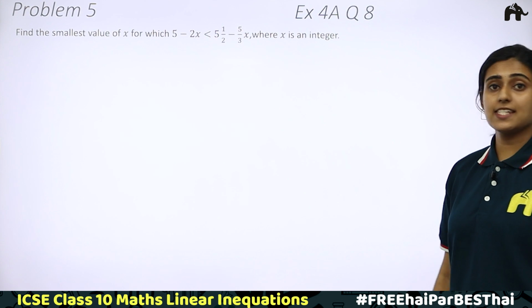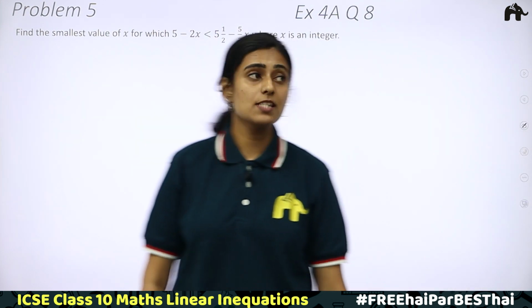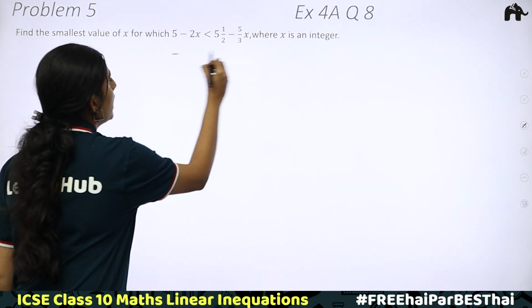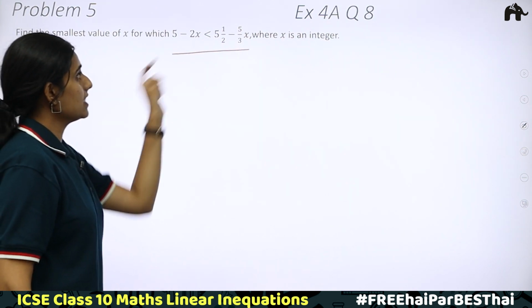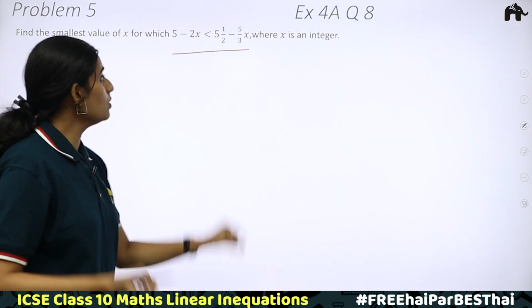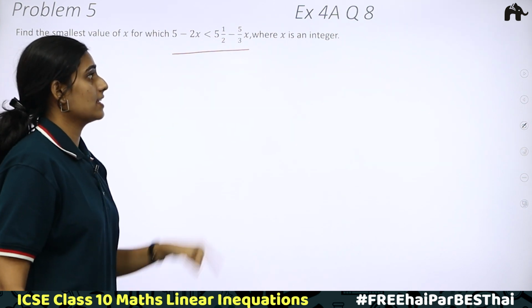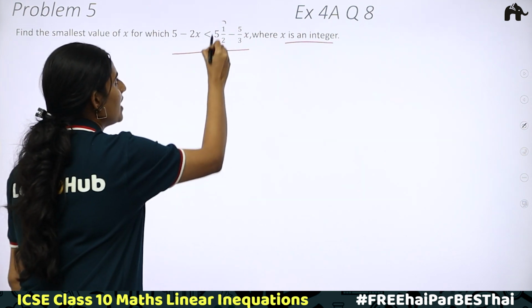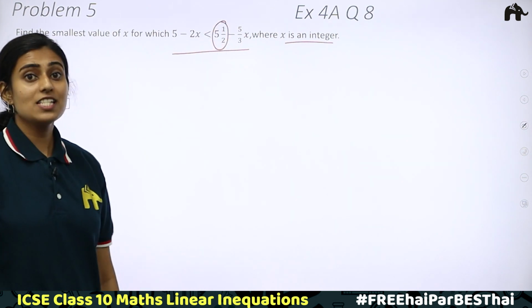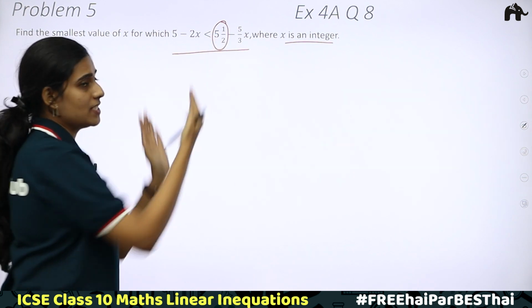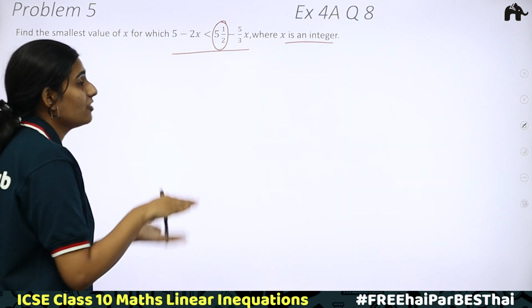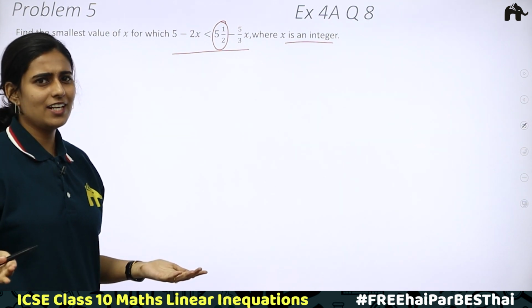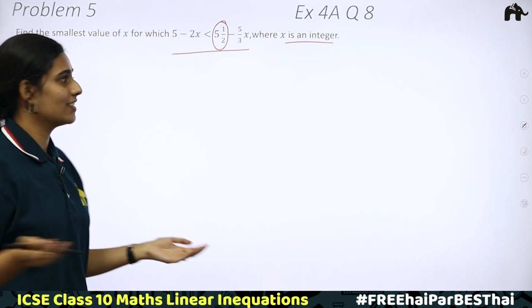Question number 8 of exercise 4A. Find the smallest value of x for which 5 minus 2x less than 5 1 by 2 minus 5 by 3x, where x is an integer. Now here we have a mixed fraction. This mixed fraction, we cannot keep it as it is and solve. We need to convert it into an improper fraction first. We know how to convert, right? We have studied about fractions.